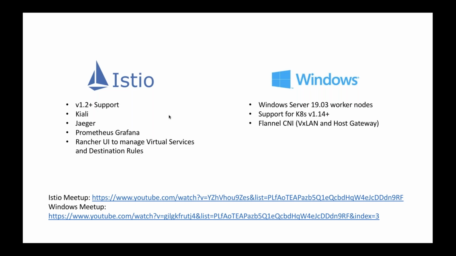Windows is coming along. We will support Windows Server 1903 on the worker nodes. So these clusters will require some Linux hosts to run the control plane and administrative components of the Kubernetes cluster, but your workloads can run on Windows Server 1903. We're going to support Kubernetes version 1.14 or greater, and we will have the Flannel CNI plugin with VXLAN and host network, or host gateway.